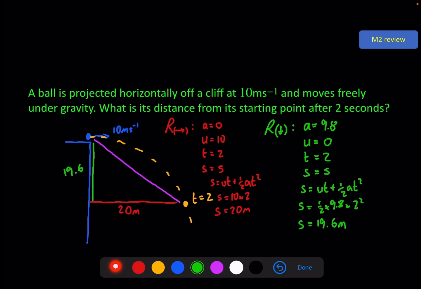This is 19.6, and now we can find in purple the hypotenuse of this right angle triangle by doing the square root of 20 squared plus 19.6 squared. If I put that on my calculator, I get the answer 28.00 dot dot dot. They're not all zeros, so I'll put 0.0 and then write 1 dp to show that it was not an exact answer. And that is my final answer.